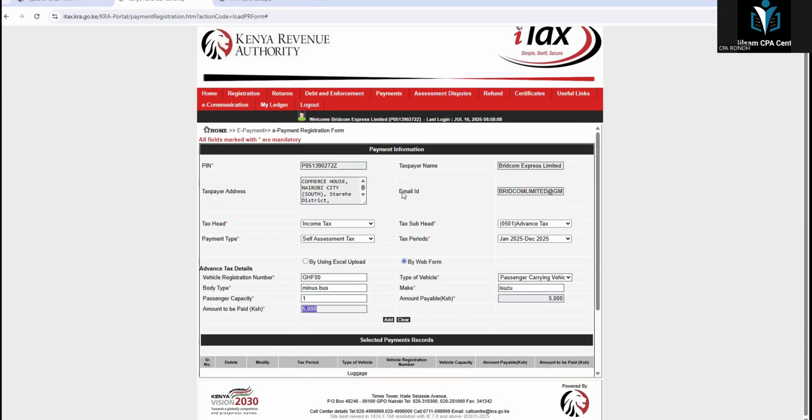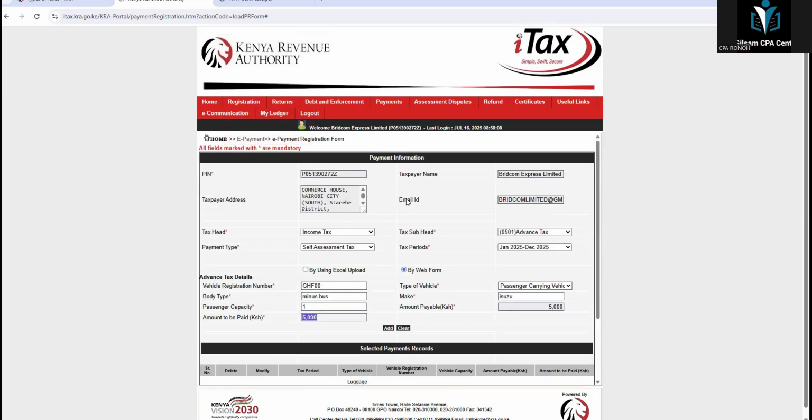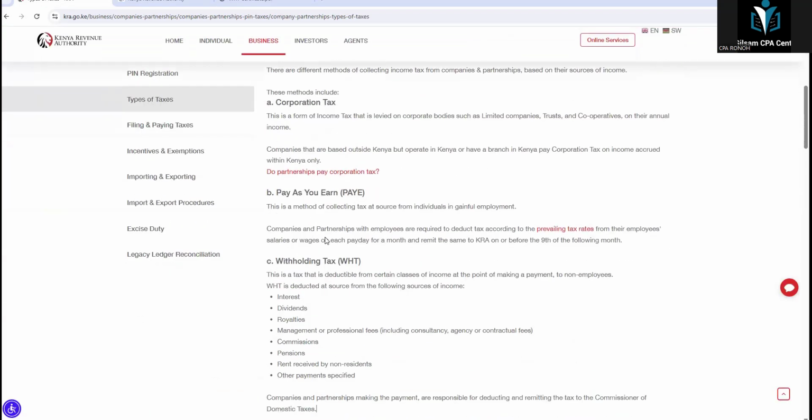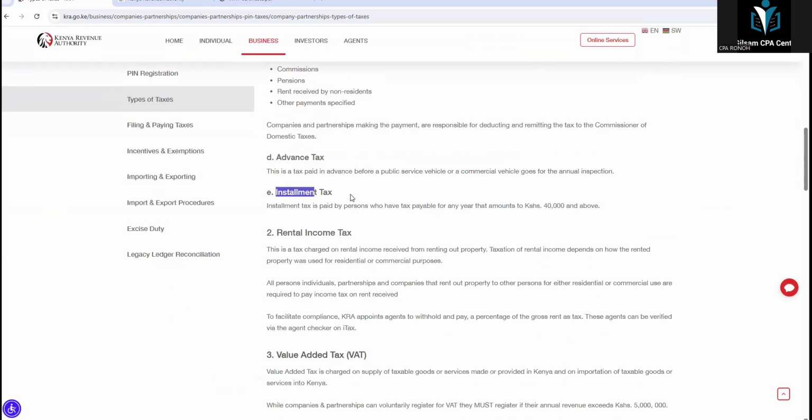Okay, so that is one. We have said the short taxes are withholding and advance. And then we have another one called the installment tax, which is this one.